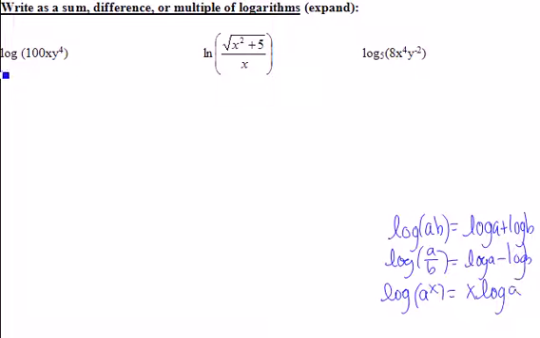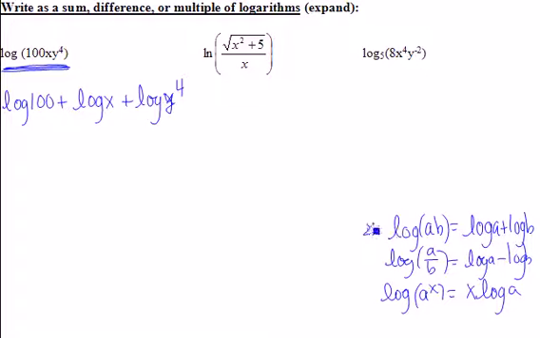And in this example, we actually have two things happening. We've got a product overall, and then there's a power on this y. We'll deal with that momentarily. So this product is going to be the sum of these logs. So it's 100 times x times y to the fourth. So there are my three pieces for my sum using that first product rule.